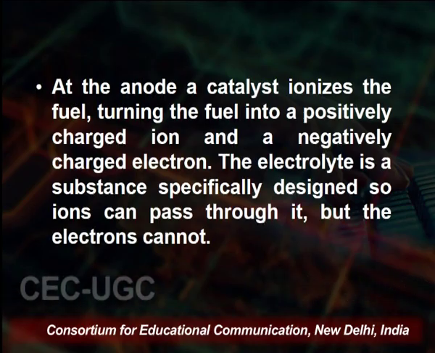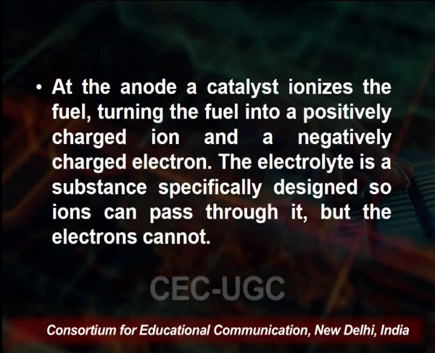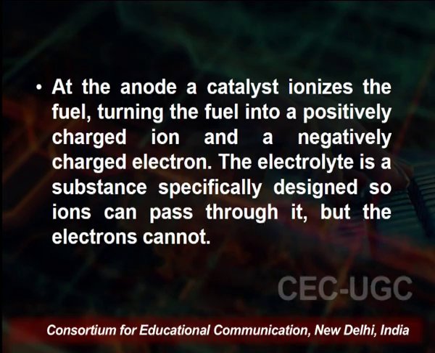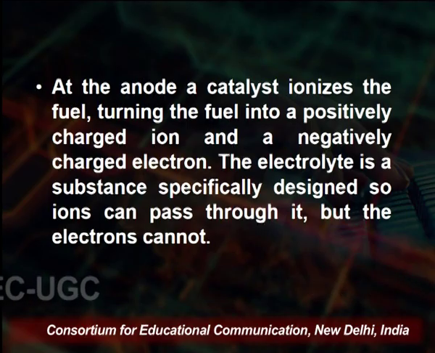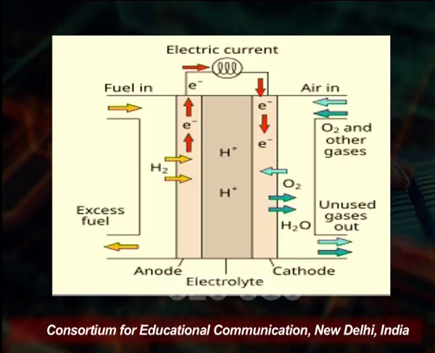So, the electrolyte is a substance that is designed so ions can pass through it, but the electrons cannot. The electrolyte which we use between the cathode and anode is used to pass the ions. You can see in the diagram that there is H positive, and that this electrolyte has the ions in it. So, electrolytes are used where the ions can pass through.